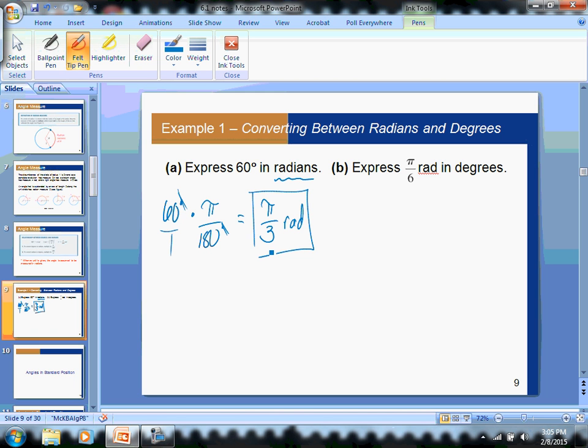Now for part B, if we're going to convert radians to degrees, we'll start with the pi over 6 radians. And again, I'm trying to get it into degrees, so I'm going to multiply by 180 degrees over pi. So I'm going to put the degree in the numerator. Now here, the pi's cancel, so 180 divided by 6 will be 30 degrees. So that should be fairly simple, fairly straightforward, and somewhat of a review for you, because I know you saw that in Algebra 2.